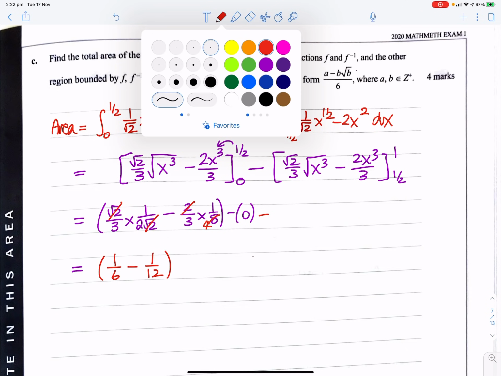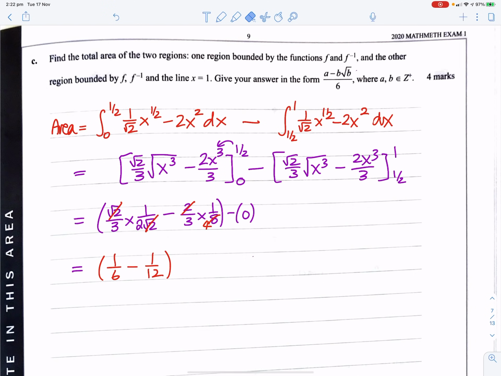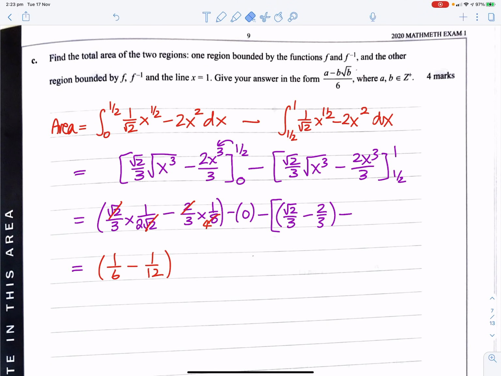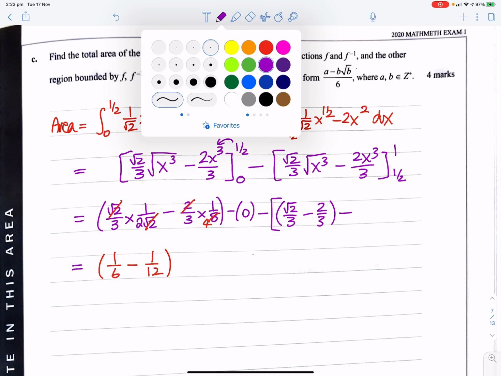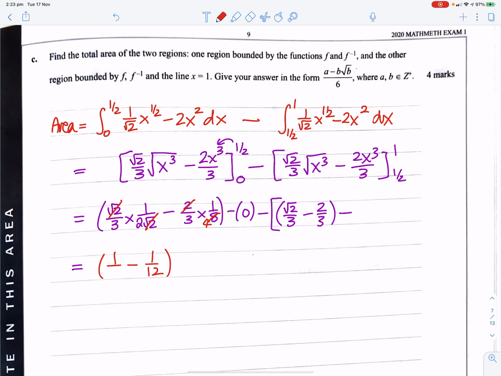We next need to substitute 1 into this, which should make it a fair bit easier. Because I get root 2 on 3, because 1 in that's just 1, minus 2 on 3. Then if we sub a half in, we just get whatever we got in the first bracket, which I'm going to say here, the first bracket, we got 1 on 12. So we know they're exactly the same.